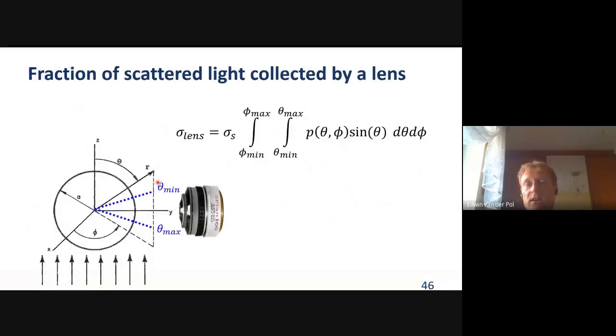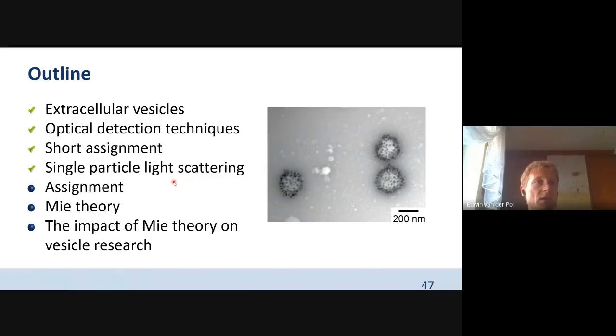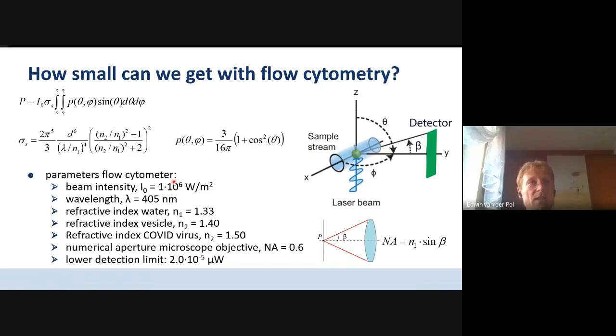Yeah, the slides are on Canvas, so you can download these slides as a reminder. Because I'm scrolling now further to the next assignment. It's a little bit larger assignment than the previous one. And the question is, how small can we get with flow cytometry in terms of vesicle detection? And for that you have to solve this equation here, this integral, where I defined a phase function here, P as function of theta and phi.